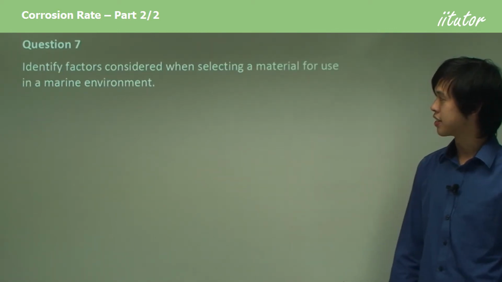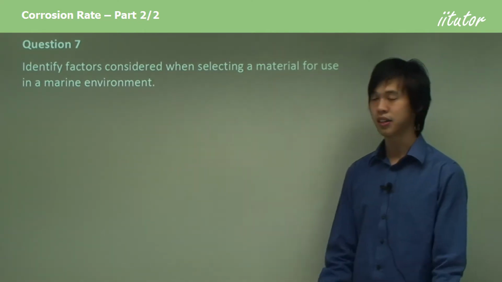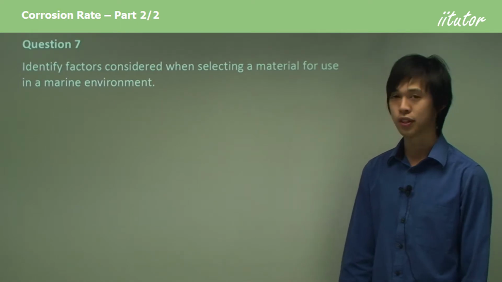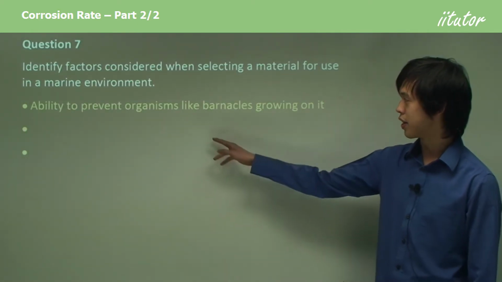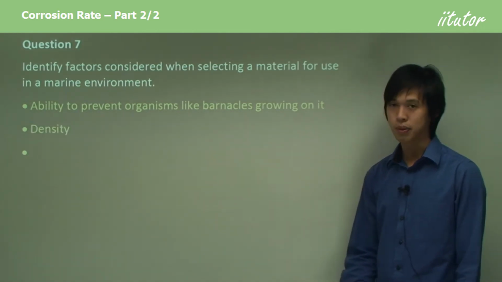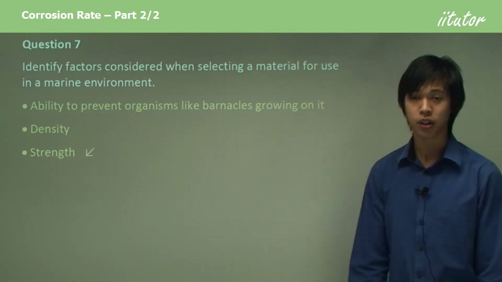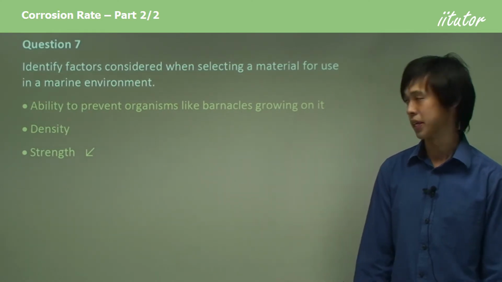Identify factors considered when selecting a material for use in a marine environment. So based on what we've done, what are some factors that we use to select materials for use in a marine environment? Ability to prevent organisms like barnacles growing on it, that's a good one. We want to keep it not as dense as possible, and we want it to be strong. We want it to be corrosion resistant as well. Several other properties that we could have picked there.